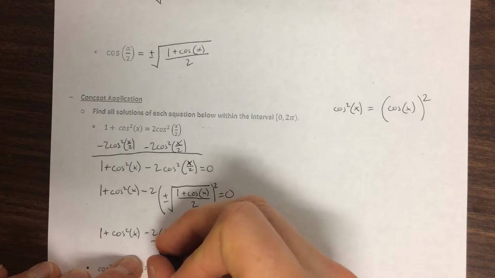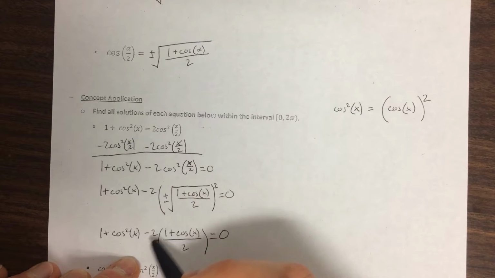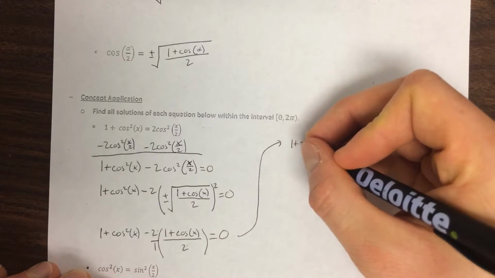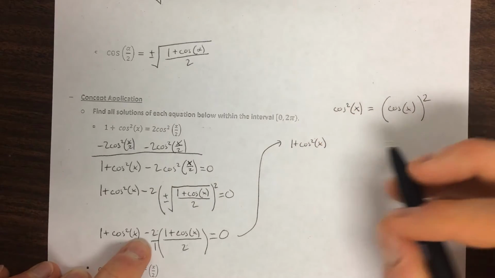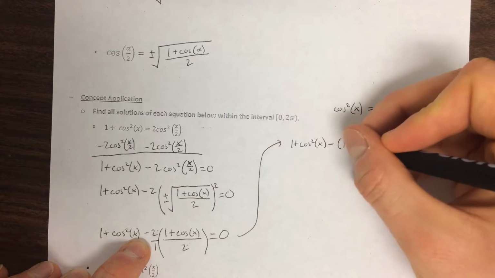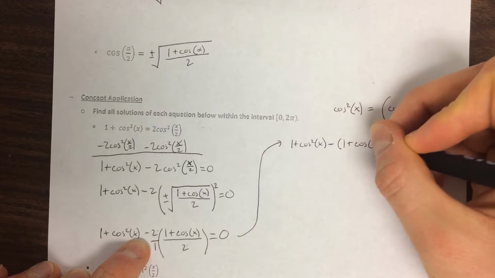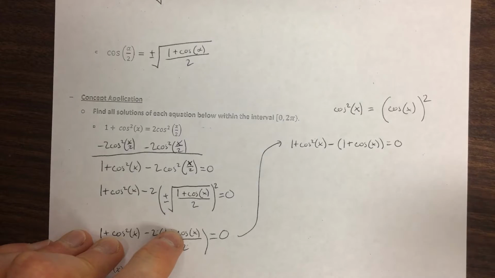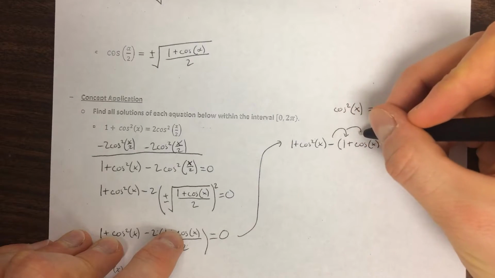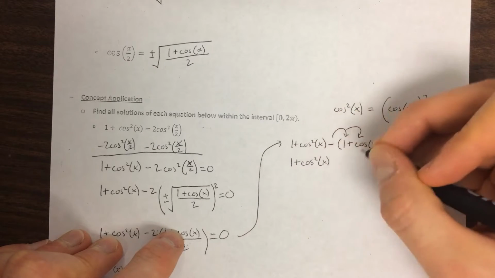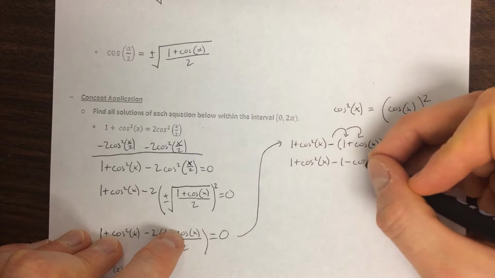Now what we can do here is the 2's would divide out. So this 2 would divide out this 2. So we would have 1 plus cosine squared x minus, we still need the parentheses because of this minus in front of it, equals 0. Now the parentheses are important here because we would need to distribute the minus sign. So this would become 1 plus cosine squared x minus 1 minus cosine x.